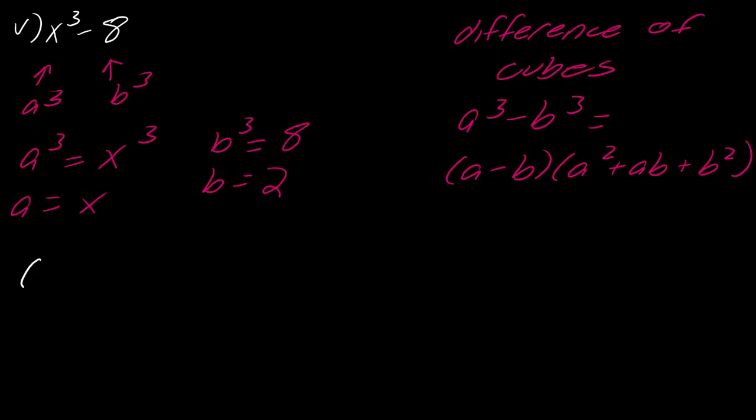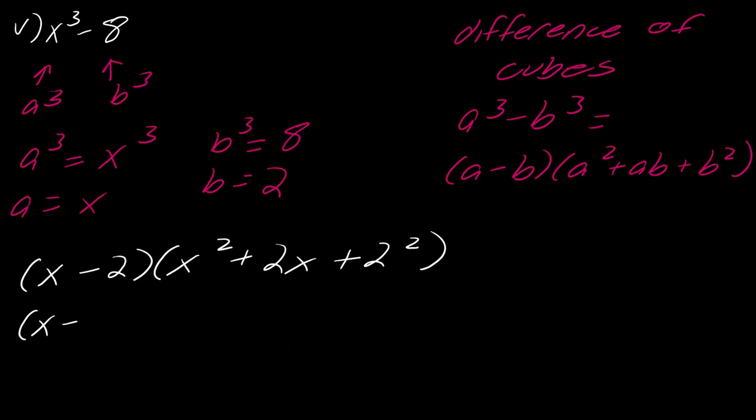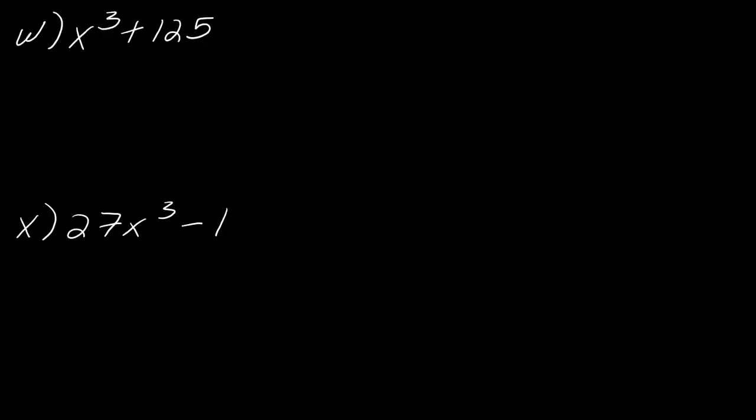So the answer here then is going to be x minus 2 times x squared plus 2x plus 2 squared. So all of this, the final answer is going to be x minus 2 times x squared plus 2x plus 4. Okay, so that's the idea behind that. So now what I want you to do is try that on your own. So go ahead and pause the video here and work these out.